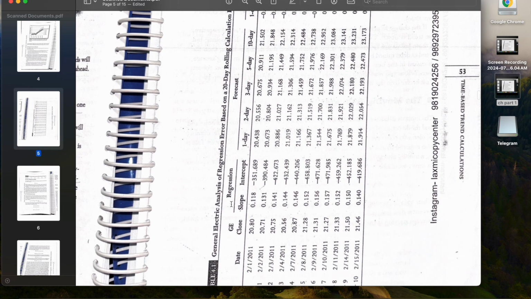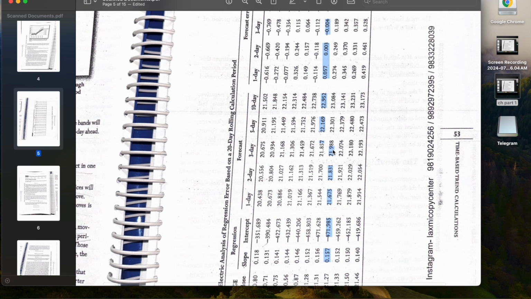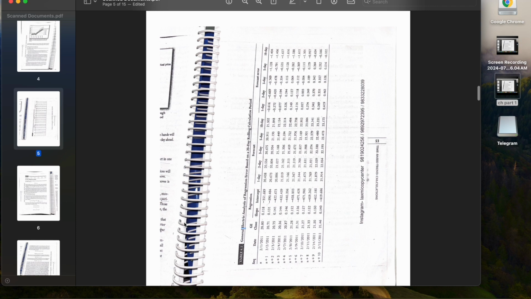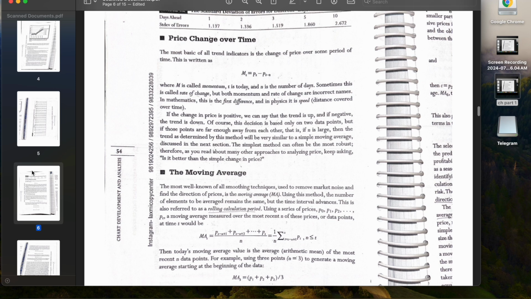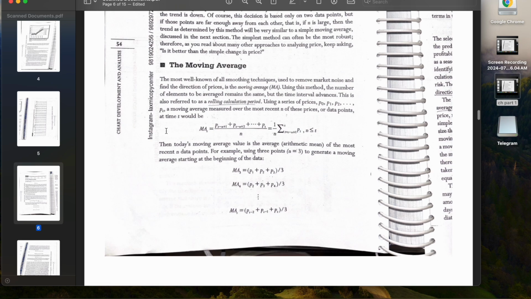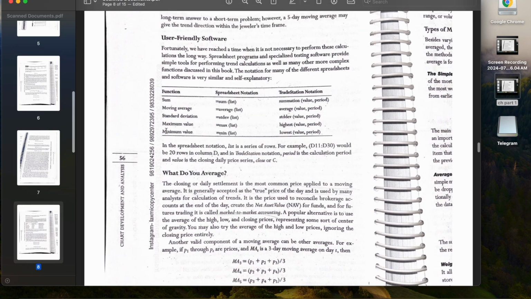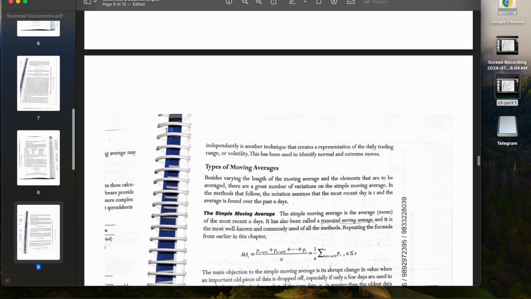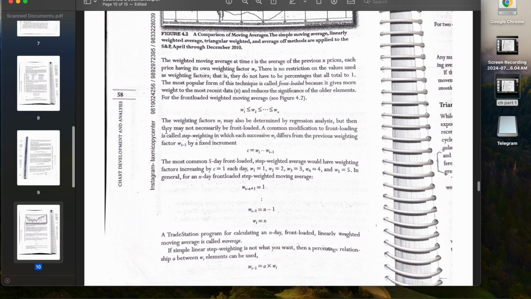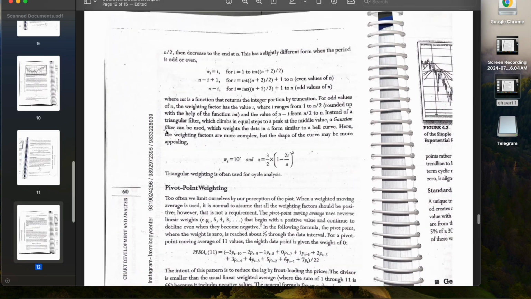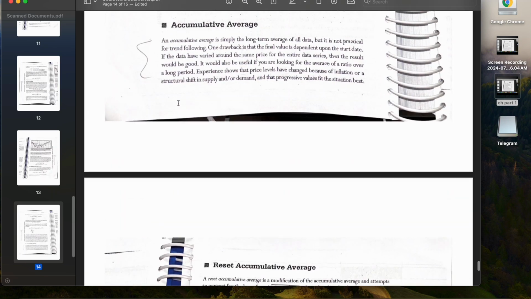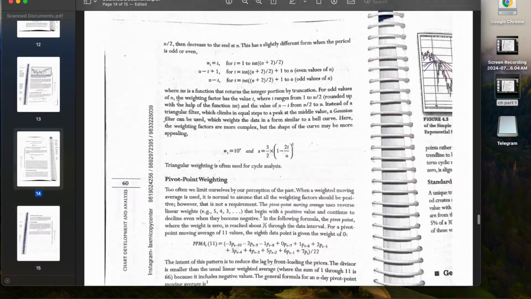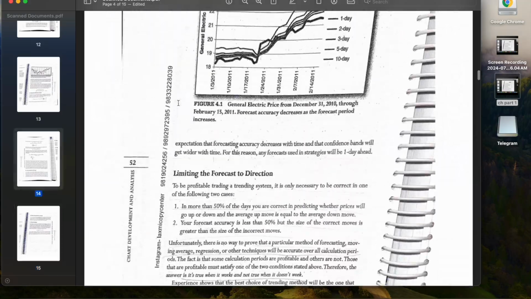So this is again the regression analysis. If you want to go through this, you can take a screenshot and go through it, but we've already gone over what the models say. Alright, so now let's quickly see how much of the chapter is remaining. We have price change over time, moving average, user friendly software, types of moving averages. We've already done that, but we'll quickly go over. And triangular weighted and pivot point, standard deviation, GMA, accumulative average, top of effect. Most of the concepts we've already done before, so let's quickly go over them.